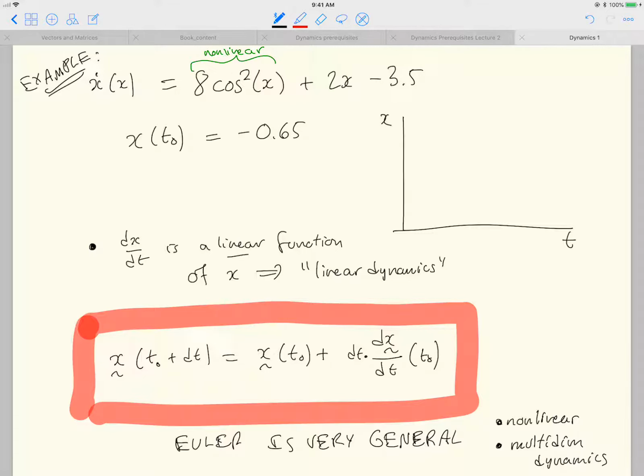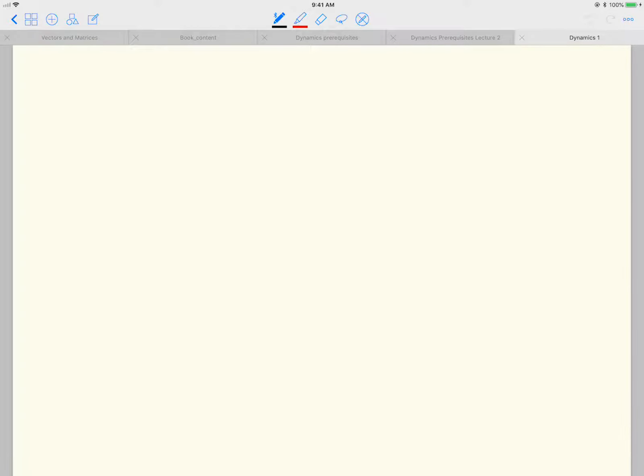Why do we do that? Because so much of the other dynamics ends up being boiled down into that. So it's really important that you really get that one, the one-dimensional linear dynamics. If you get that, it will really be the basis for everything else. So, one-dimensional linear dynamics.